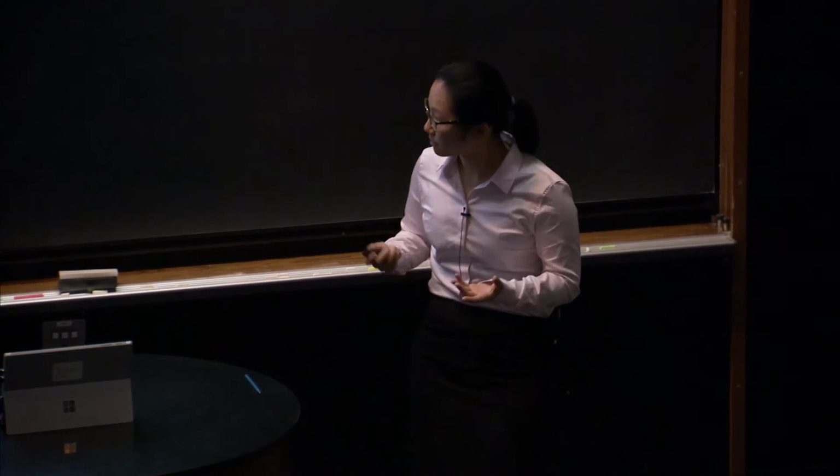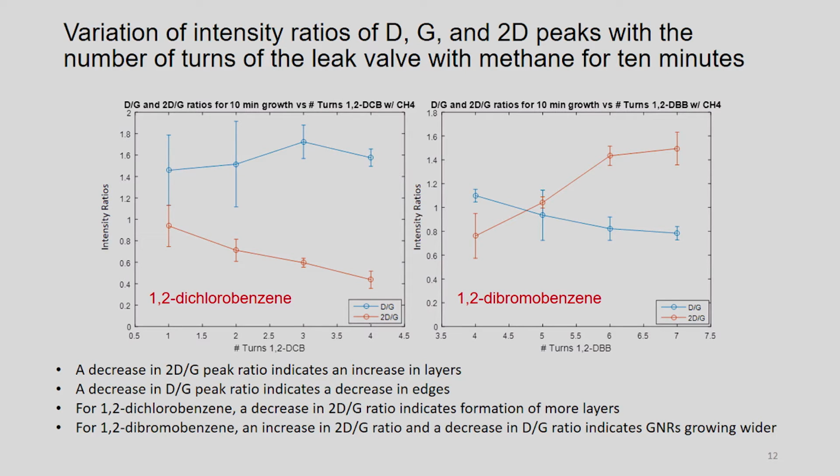So some things to note is that a decrease in the 2D to G peak ratio indicates an increase in the number of layers. A decrease in the D to G peak ratio indicates a decrease in the overall number of edges.